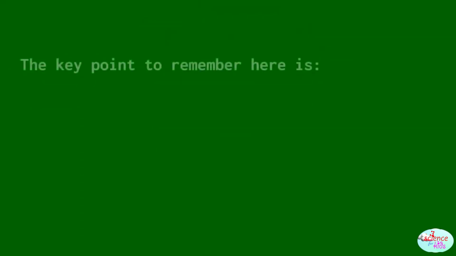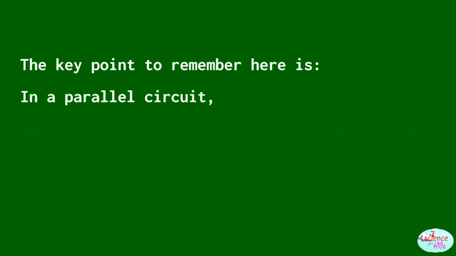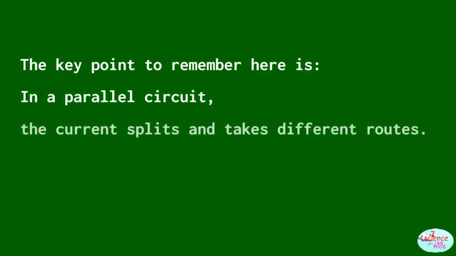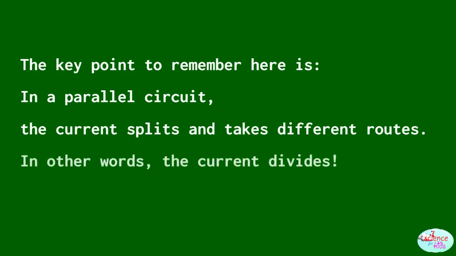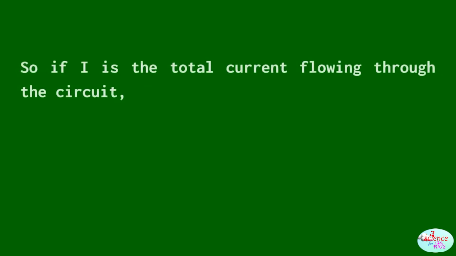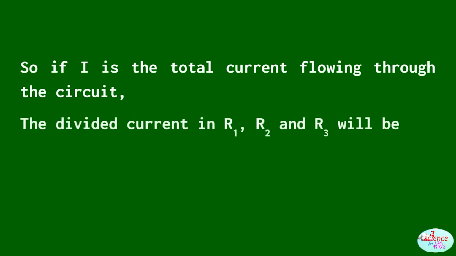The key point to remember here is that in a parallel circuit, the current splits and takes different routes. In other words, the current divides. So, if I is the total current flowing through the circuit, the divided current in R1, R2 and R3 will be I1 plus I2 plus I3, which will be equal to I.